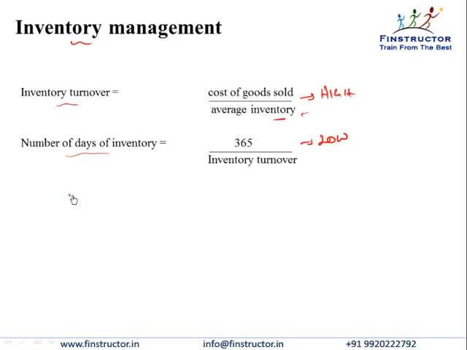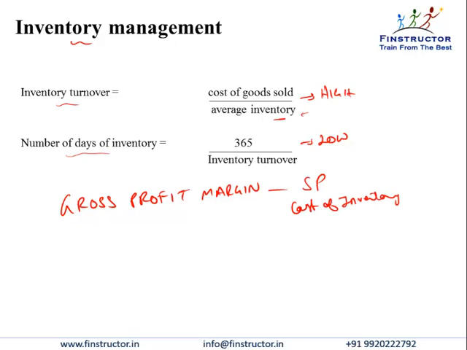We sometimes also like to see the gross profit margin that the company is making. This tells us if the company is actually able to realize a selling price which is higher than the cost of inventory, and to what extent. So if the gross profit margin is too low, then maybe the inventory is coming too expensive or the selling price is too low.